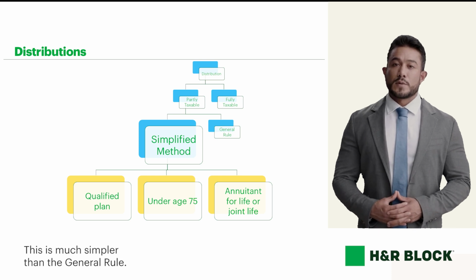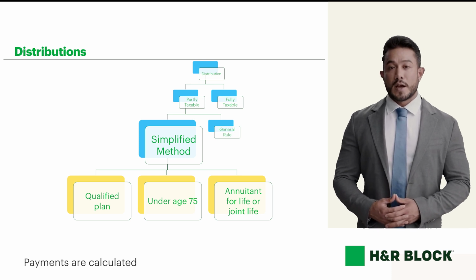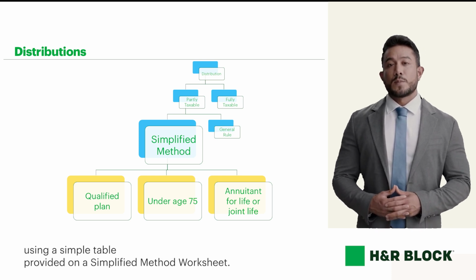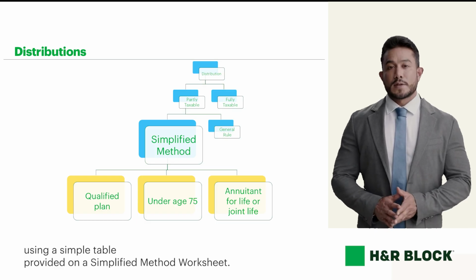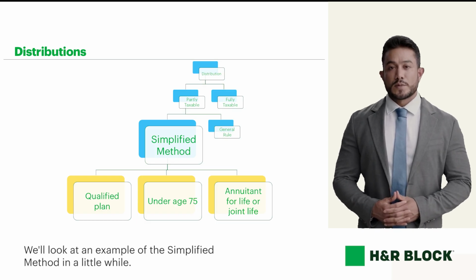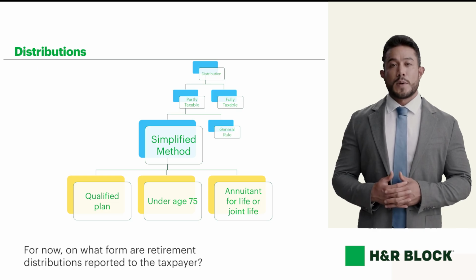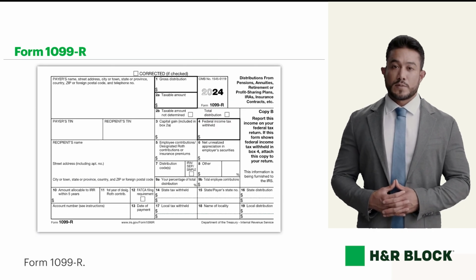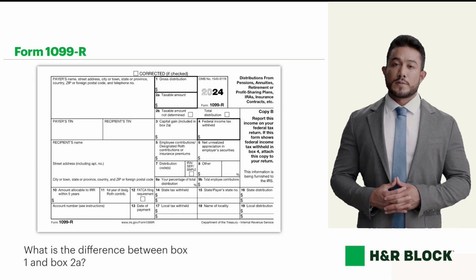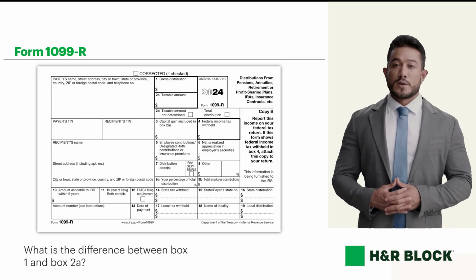This is much simpler than the general rule. Payments are calculated using a simple table provided on the Simplified Method worksheet. We'll look at an example of the simplified method in a little while. For now, on what form are retirement distributions reported to the taxpayer? Form 1099-R.